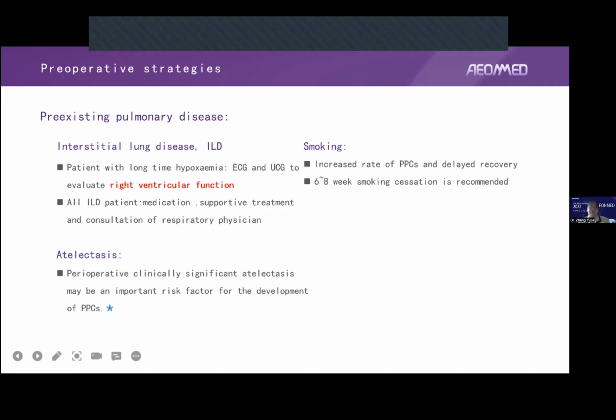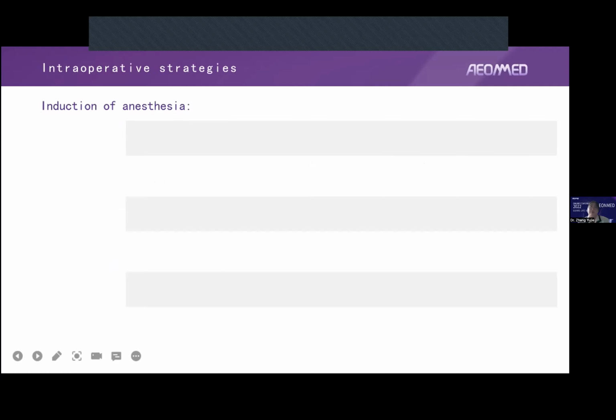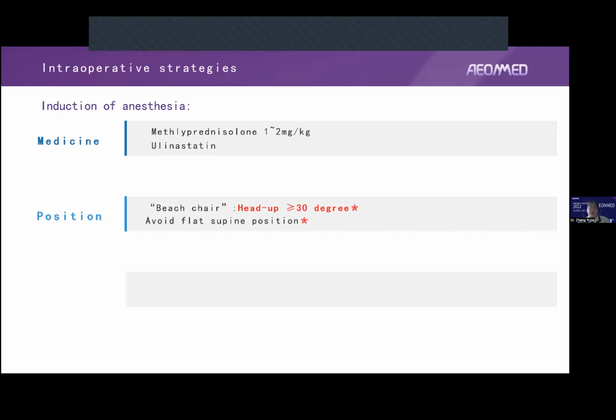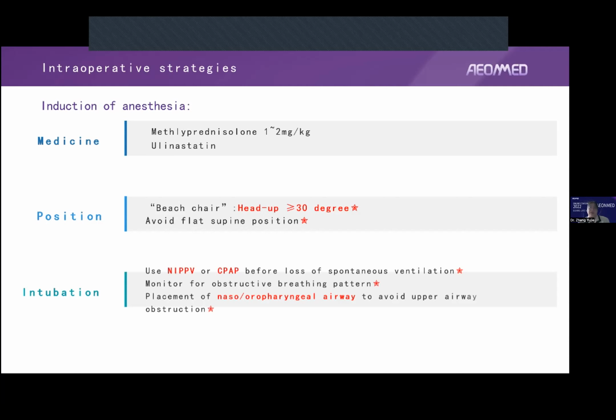And the next part will be the intraoperative non-protective strategies. Okay, for the induction phase, we may use methylprednisolone and phenylephrine before anesthetics, as they have anti-inflammatory and anti-stress action. And from the recommendation of BJA, they suggested a beach chair position for the patient, which is head up over 30 degrees. In this position, we can avoid the ZEEP, that's the zero end-expiratory pressure, for the patient.